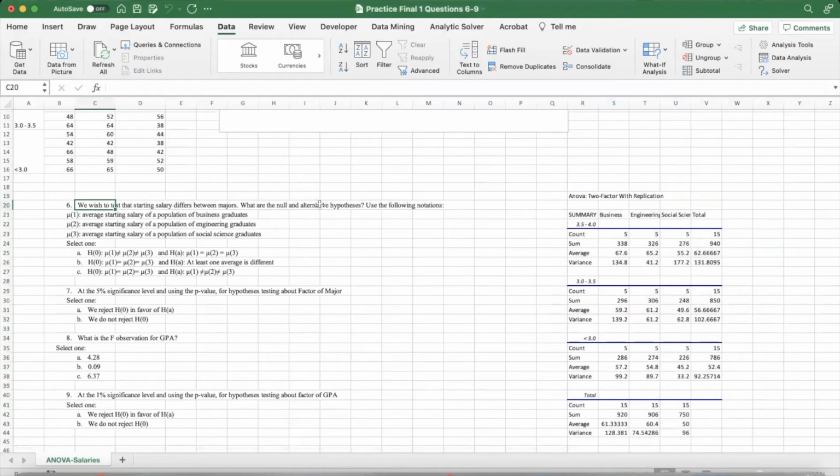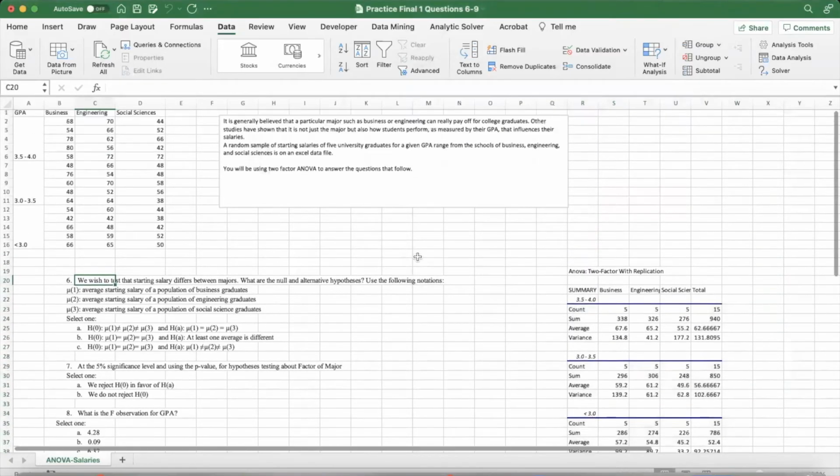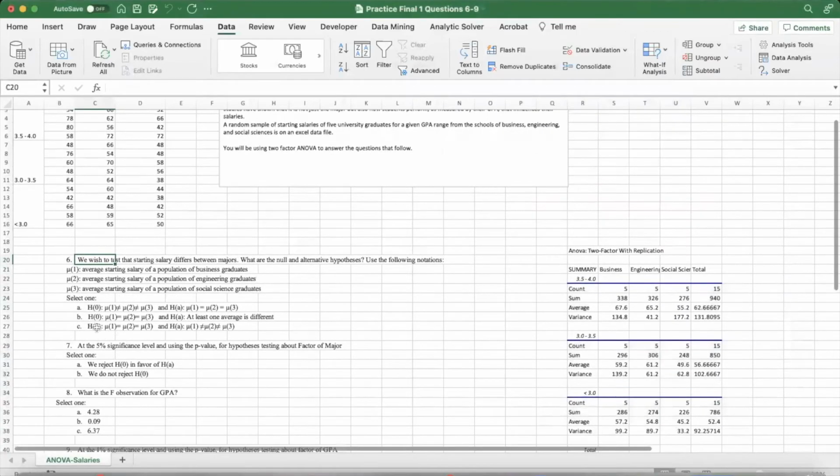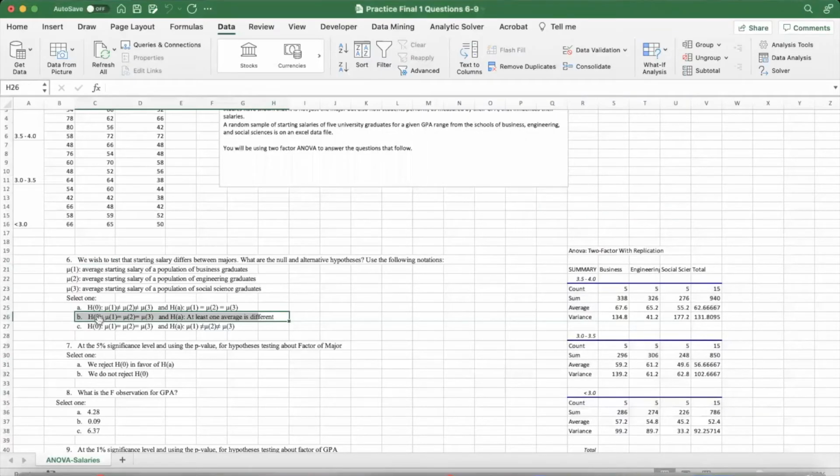So number 6 says we wish to test whether the starting salaries differ between majors. So what are the null and alternative hypotheses? So what we're going to be testing is mu1 equals mu2 equals mu3. Our alternative is going to be at least one average is different. So this is just something you should know whenever you're doing Anova, your alternative is going to be at least one is different. Always. So this will be the answer choice.